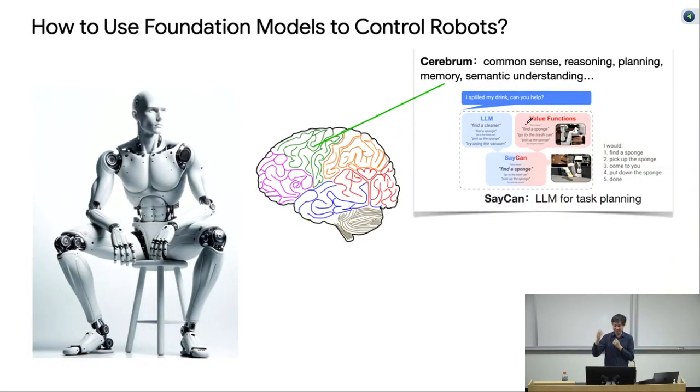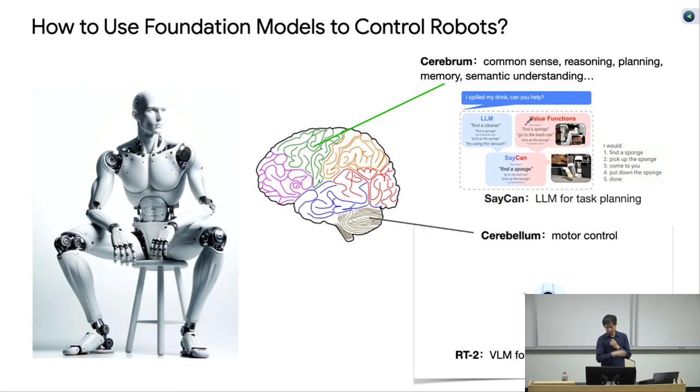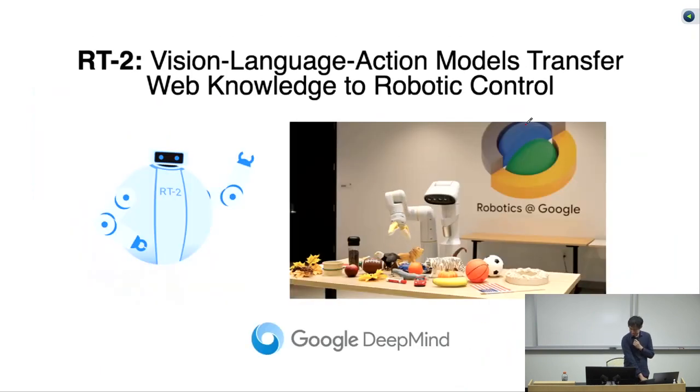So we have already talked about SayCan, which is like the cerebrum of the robot brain. And RT2 is to execute these low-level skills. As I have mentioned, it fine-tuned a vision language model for motor control. RT2, or Robot Transformer 2, is a vision language action model that can transfer web knowledge to robotics control.